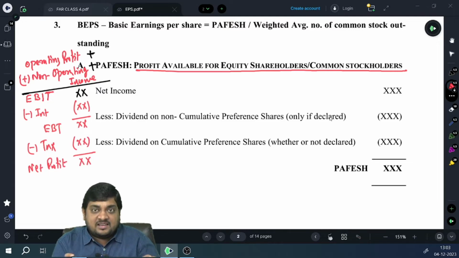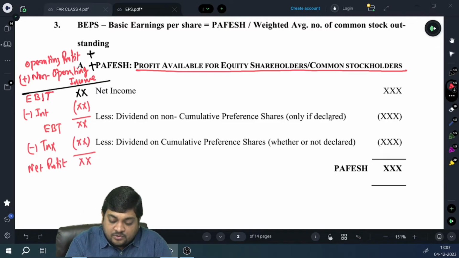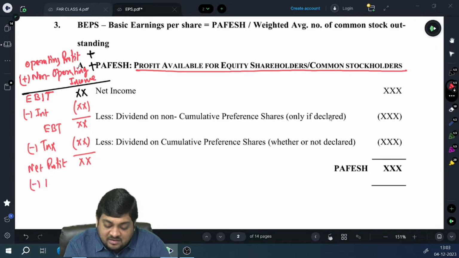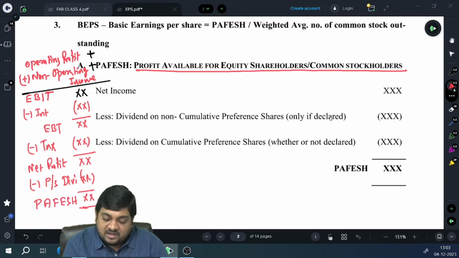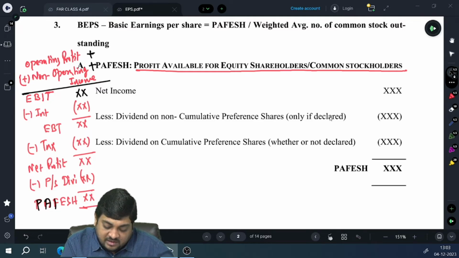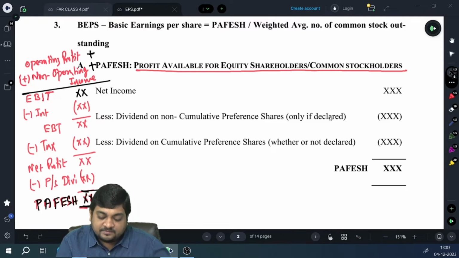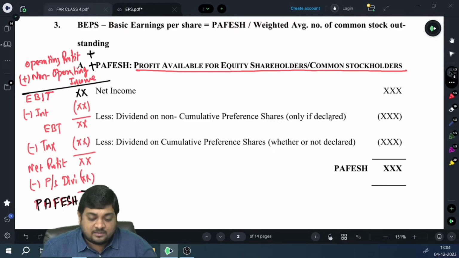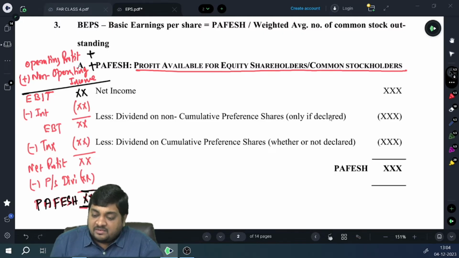Let us assume we don't have any discontinued operation. So from this net profit, usually then we give preferred stock dividend. After giving preferred stock dividend, whatever is left, that is profit available for equity shareholder. So this profit belongs to the common stockholder, divided by weighted average number of common stock outstanding.